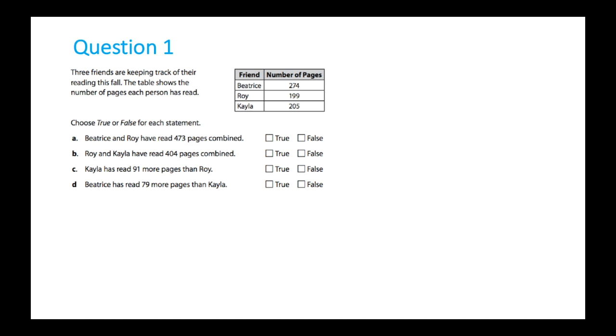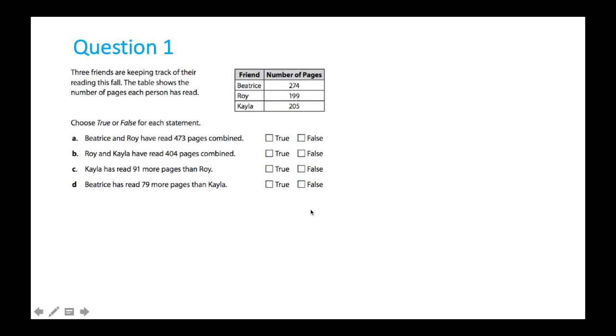3 friends are keeping track of their reading this fall. The table shows the number of pages each person has read. So I'm looking at this table over here, and I see Beatrice, Roy, and Caleb. And here are the number of pages that they read. So I will have to refer back to this table for each one. It says choose true or false for each statement. So this isn't just one problem. There's actually 4 problems in here that I need to solve.